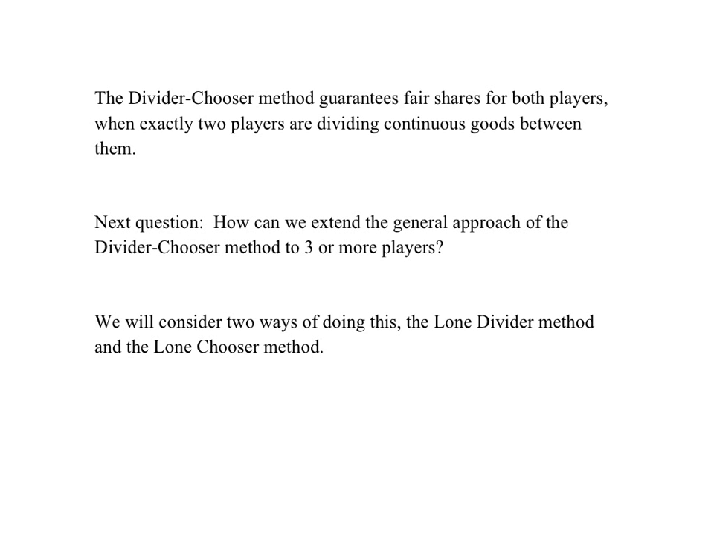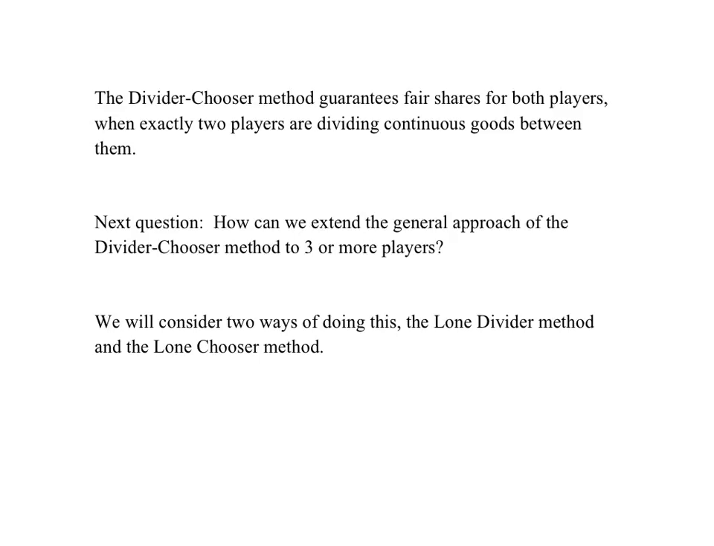This is video number 10 on fair division. We have already seen the divider-chooser method and how it works. We've seen that when two players are dividing contiguous goods between them, if they use the divider-chooser method, and if they actually follow the rules, then it will guarantee fair shares for both of the players, in our sense of fair share that we've been using in this chapter.